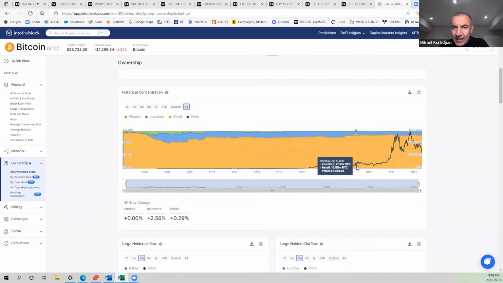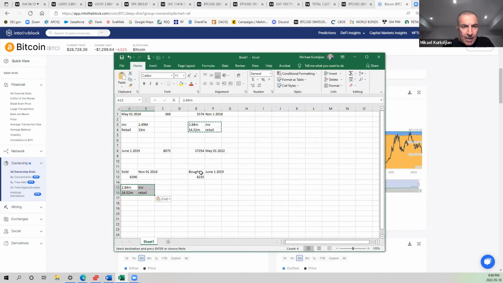We're not going to get the exact date. It's very hard to maneuver this, so I will stop as close to June the 1st as possible. Let's stop here on June the 6th. On June the 6th, in the month of June 2019, the investors had 2.19 million Bitcoin, and the retail had 15.55 million Bitcoin, and the price was 7,669.81. Very interesting.